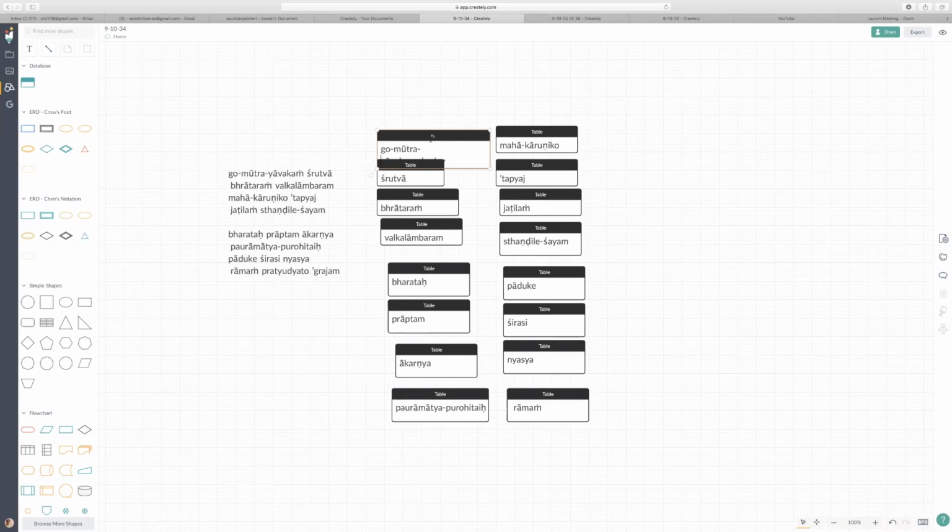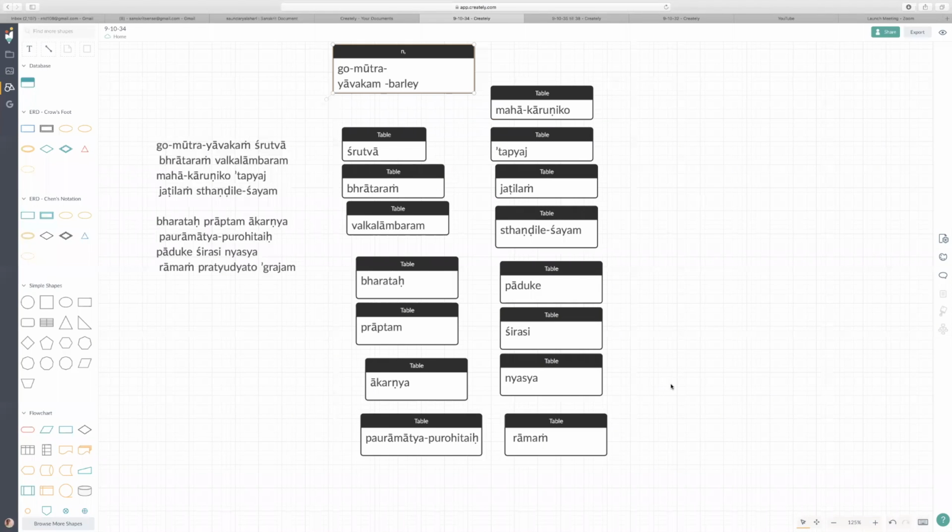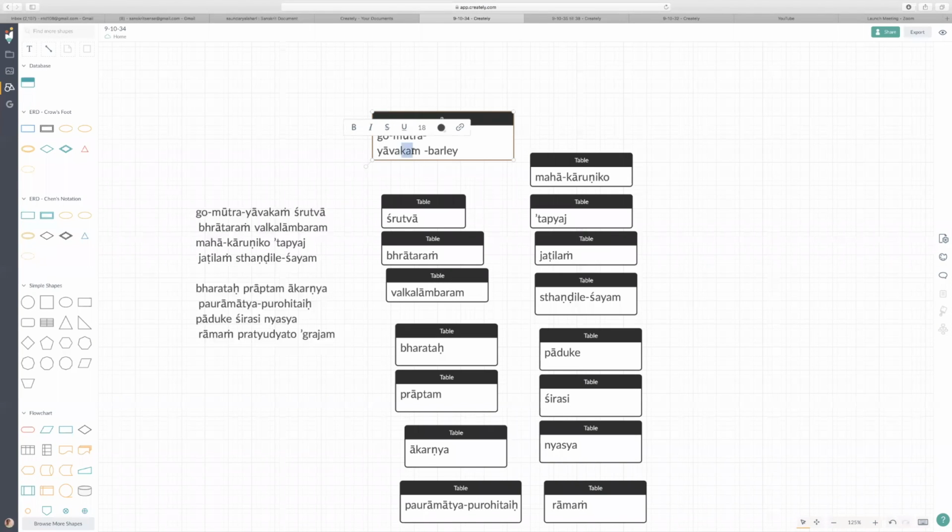Barley by itself is just Yava, but then there is a ka suffix applied onto it. I'll explain that at the end. Next, Gomutra. Okay, that is quite new. It's a very popular thing these days, especially for health. So, Gomutra Yavakam.